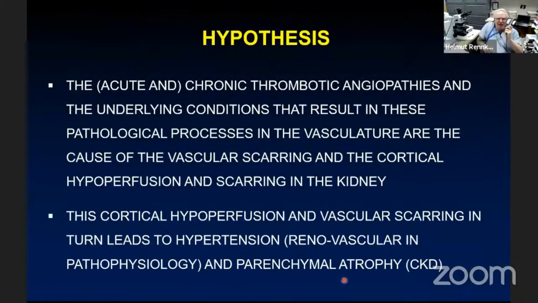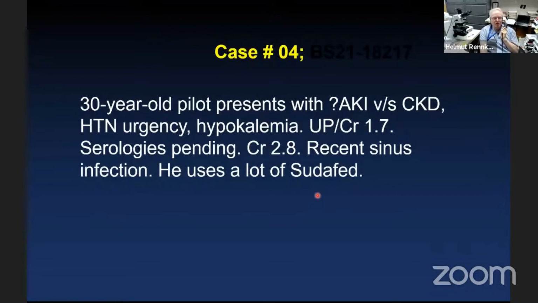So the hypothesis is the acute and chronic thrombotic angiopathies and the underlying conditions that result in these pathologic processes in the vasculature are the cause of the vascular scarring and the cortical hypoperfusion and scarring of the kidney. And this cortical hypoperfusion and the vascular scarring in turn leads to hypertension, of course, renovascular hypertension if you want, similar in pathophysiology to the renal artery stenosis. The only thing is that stenosis here occurs intrarenally, and this leads to eventually slowly progressive parenchymal atrophy, or not so slowly, depending on the disease.